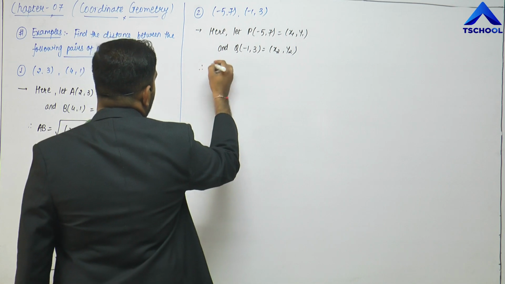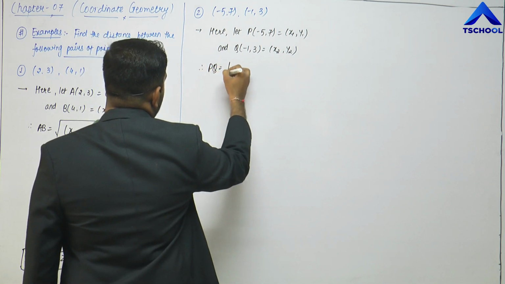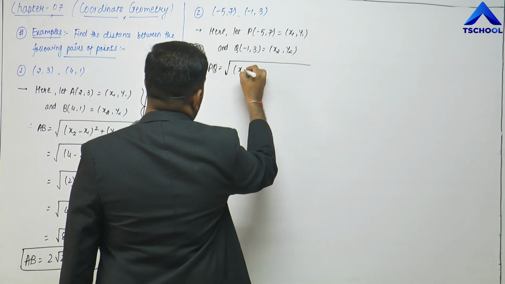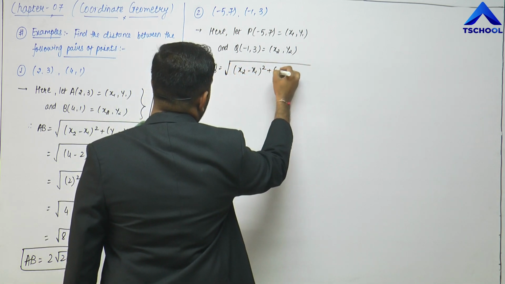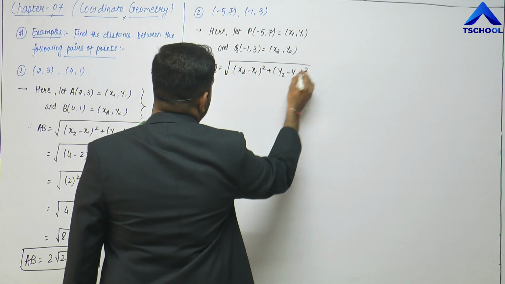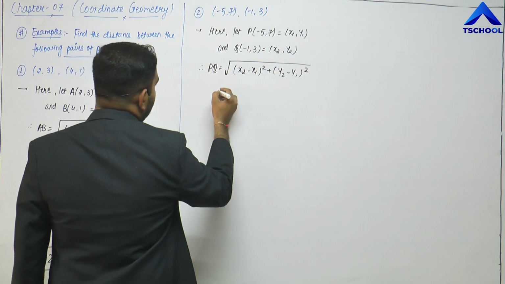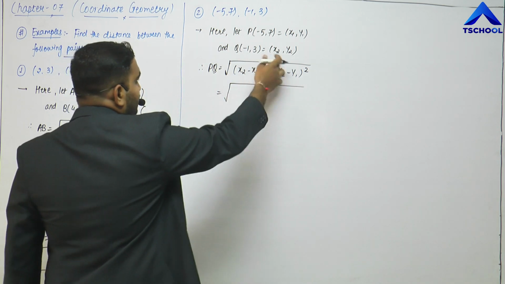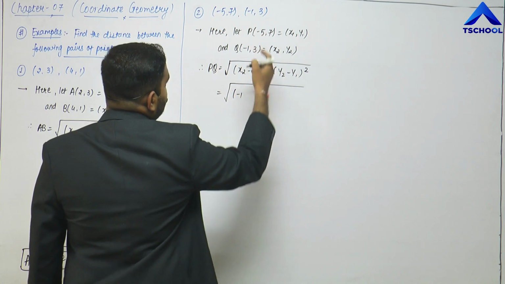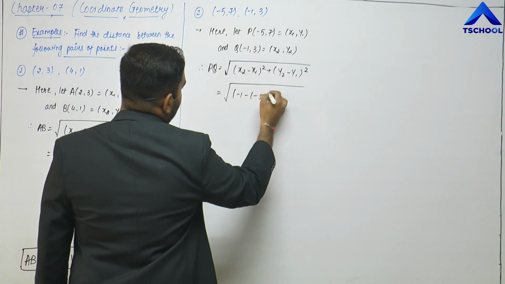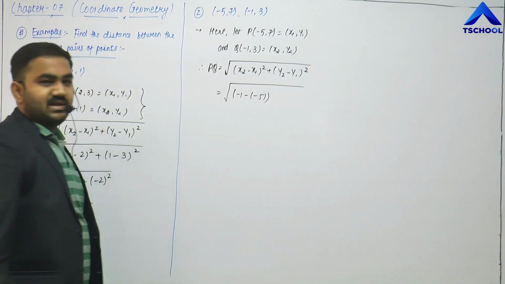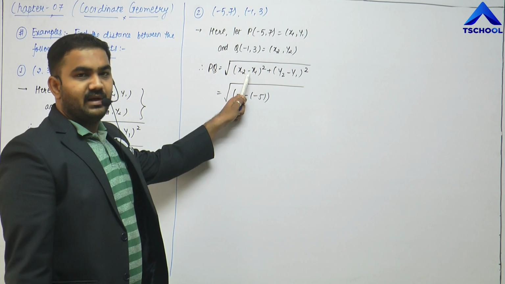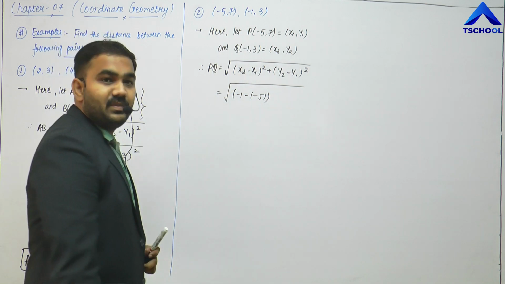Therefore I shall write down the distance formula: PQ is equal to square root of x2 minus x1 whole square plus y2 minus y1 whole square. So coming to the values, what is x2 here? Minus 1. What is x1 here? Minus 5. See friends, minus 1 is x2. This minus outside the bracket is of the formula, and again x1 is minus 5.